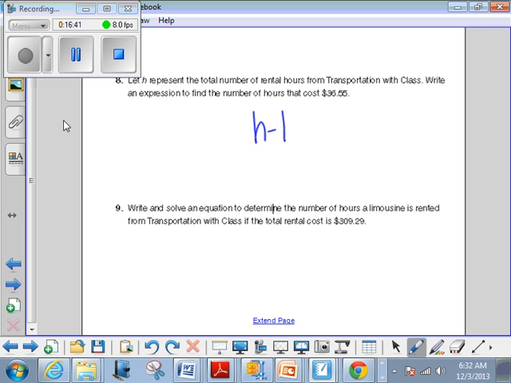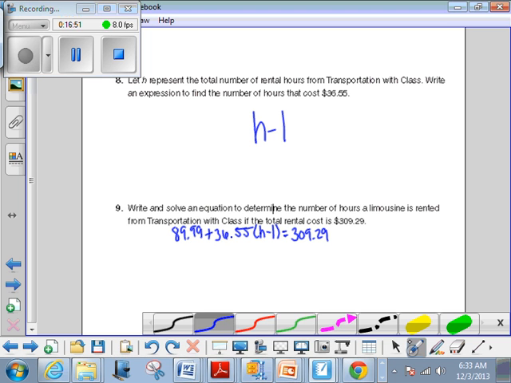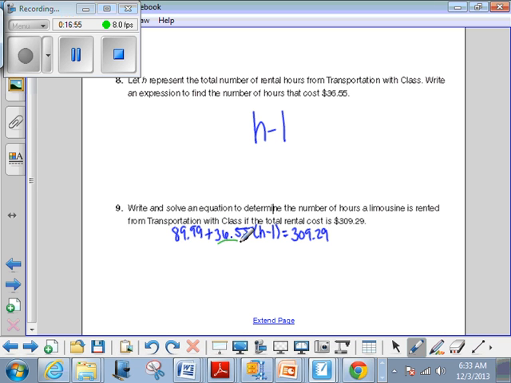Okay, so hopefully this is what your equation looks like. We have our cost per hour, which is $36.55, and that's for every hour except for hour 1, and that's why we have our expression, H minus 1, and then we have our $89.99 for hour 1, and then our total cost on the other side of our equation, which is $309.29. So now they want you to solve this for the number of hours rented. Go ahead, pause the video, and work this out.